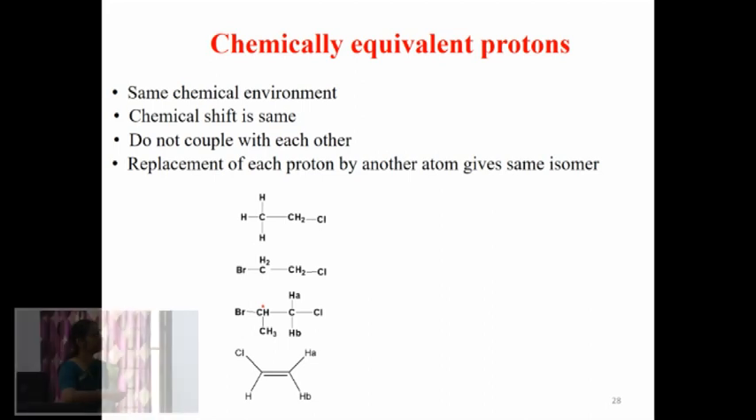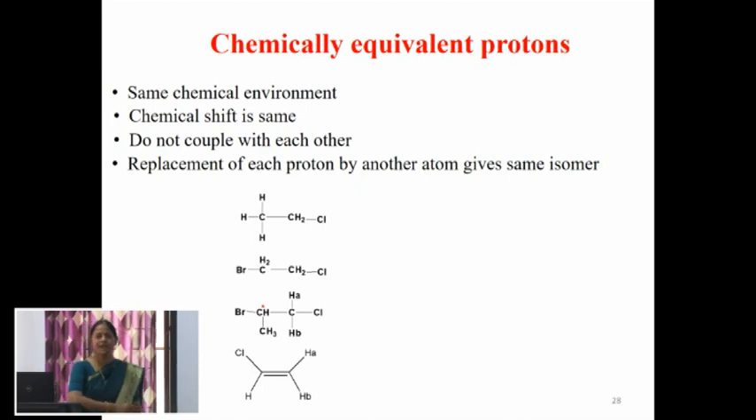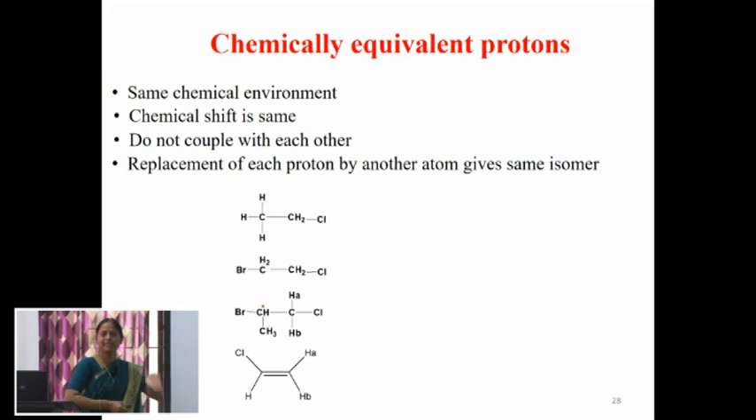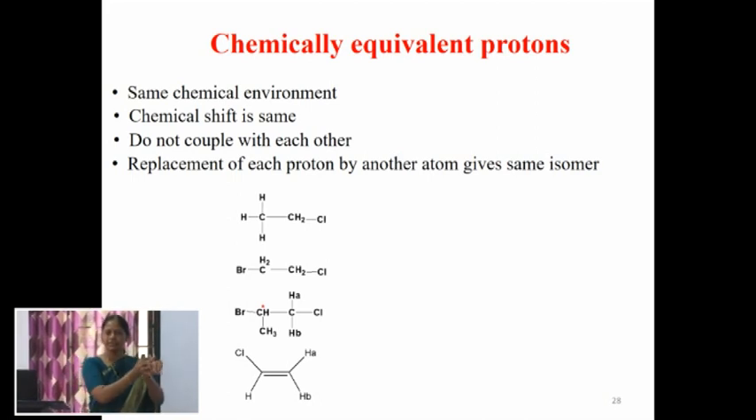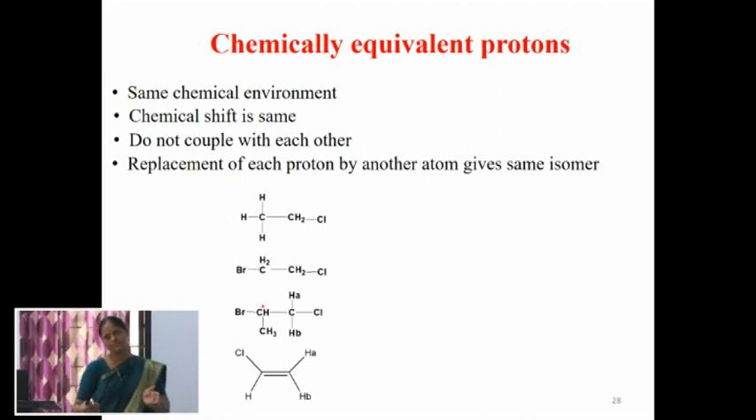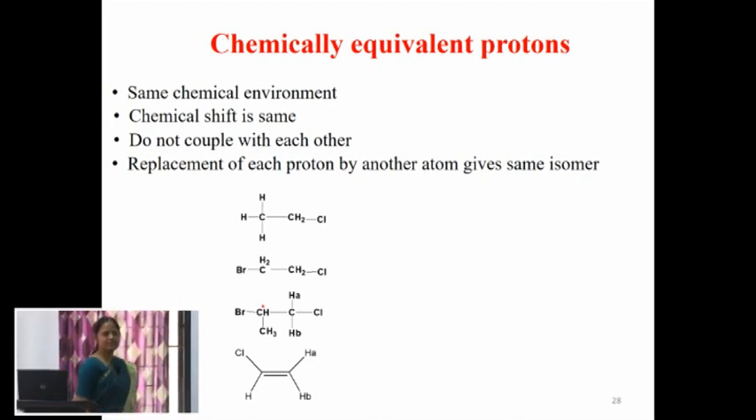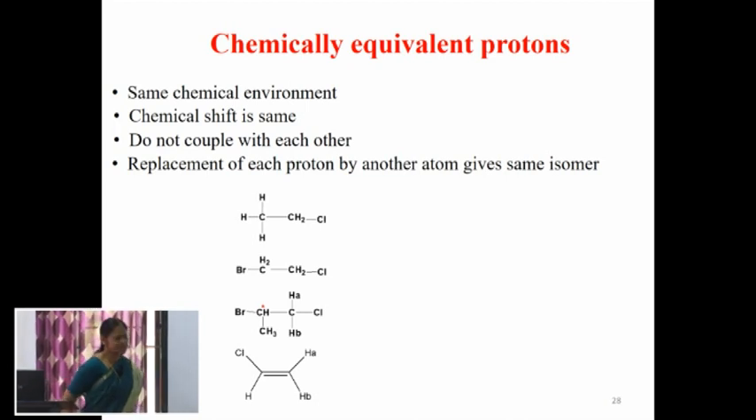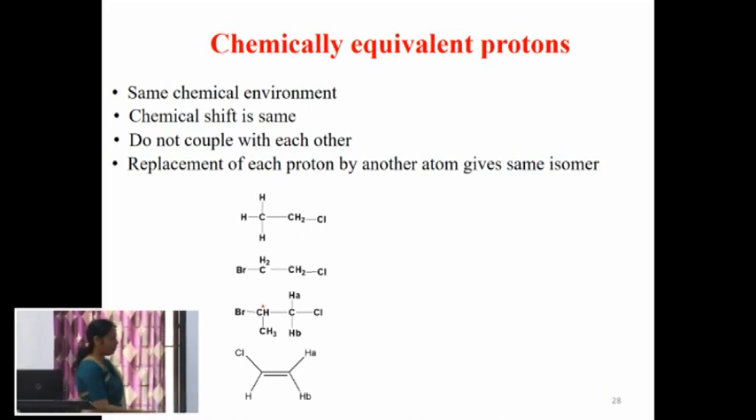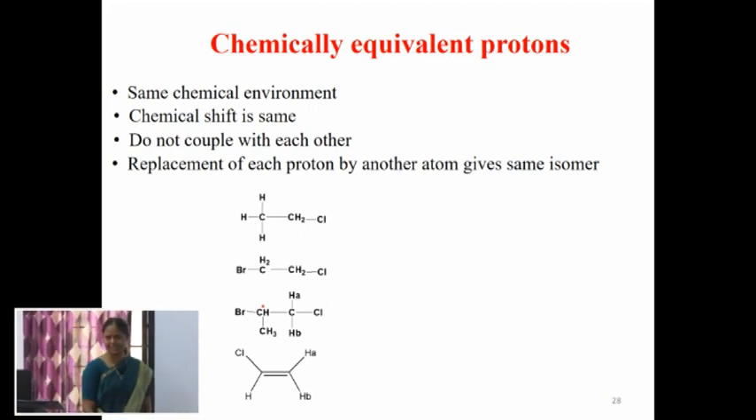And how do you identify them? You replace each hydrogen by a phantom atom and try to get another isomer to correlate with your original molecule. Let's do the same exercise with these molecules. How many kinds of protons are there? The first one is ethyl chloride, simple, 2. Next, bromochloroethane, 2. Next, 1, 2, 3, 3.